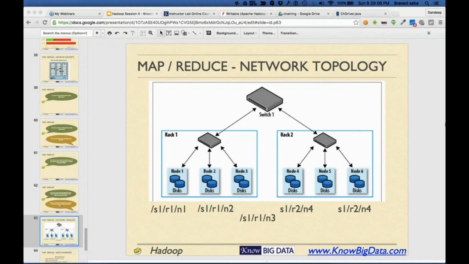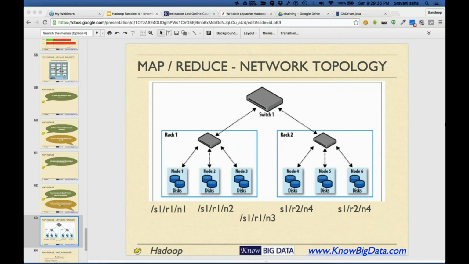So how does it compute which nodes are closer to each other and which nodes are farther from each other? It uses something called topology, and the topology is defined. You have to define the topology. Now, how do you define the topology? The way to define the topology is converting every computer into a file path. Okay, converting every computer's name into a hierarchy.